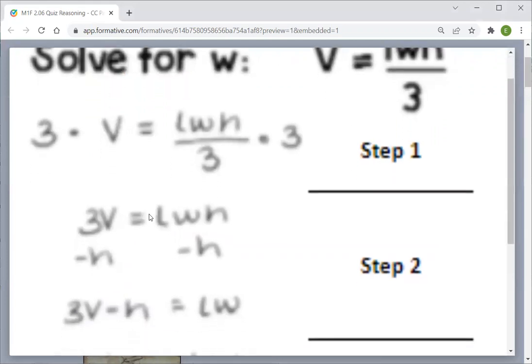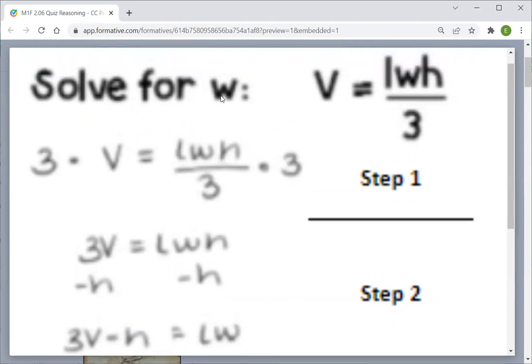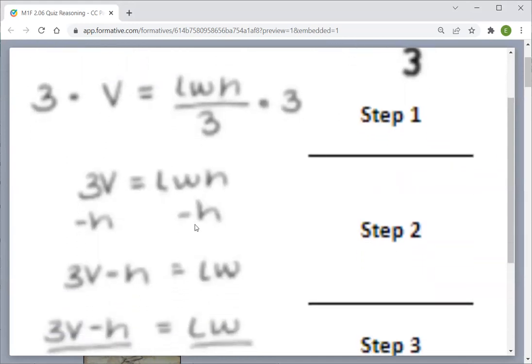So looking at her work, the first step she did was multiply by 3 on both sides. Remember, she's solving for W, so we're going to isolate this W. Okay, that's correct because the opposite would be dividing. Okay, the next thing she does is subtract H. Now we have to think about the W and H. What operation is between there?